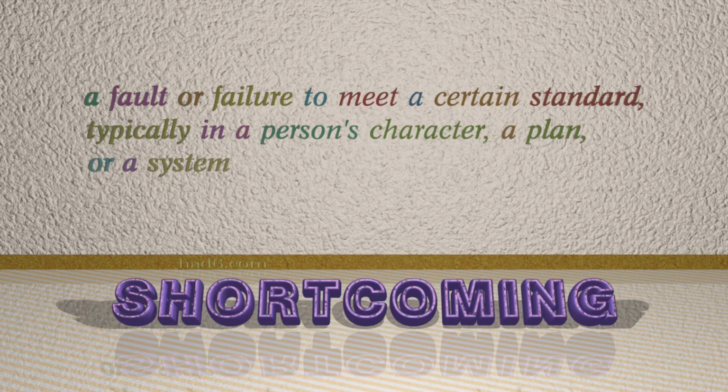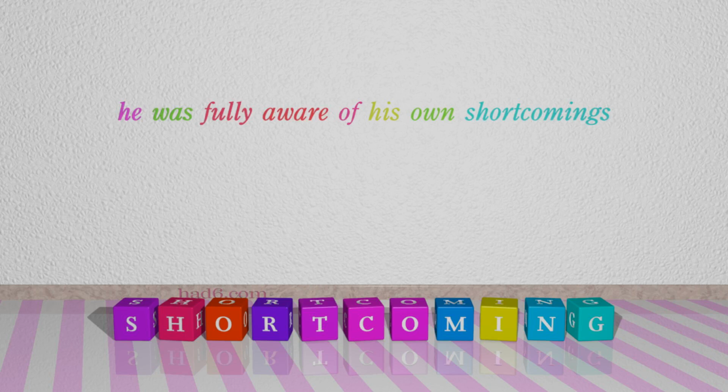Number 6. Shortcoming, which means a fault or failure to meet a certain standard, typically in a person's character, a plan, or a system. Shortcoming. For example, he was fully aware of his own shortcomings.